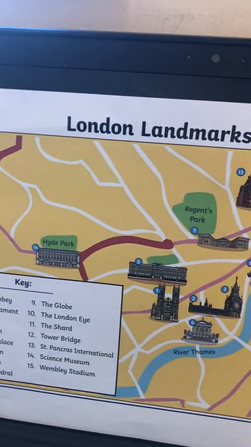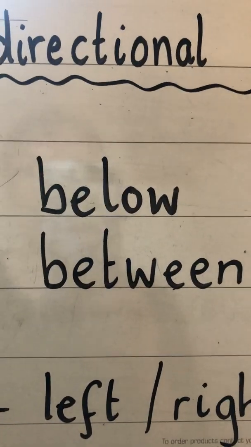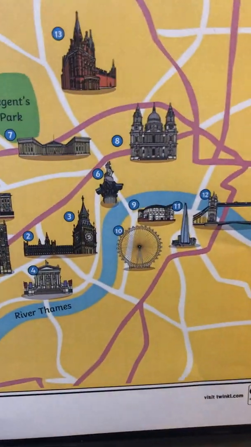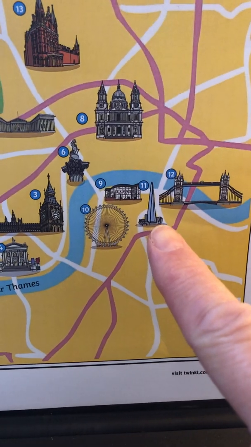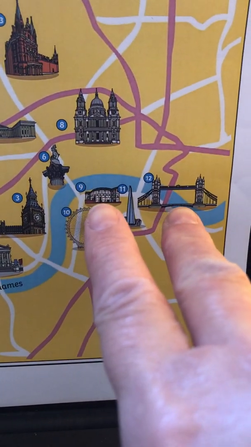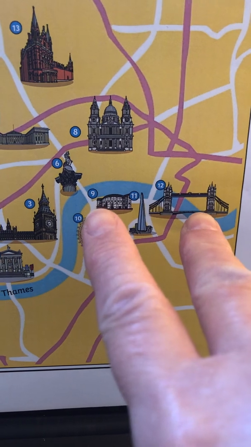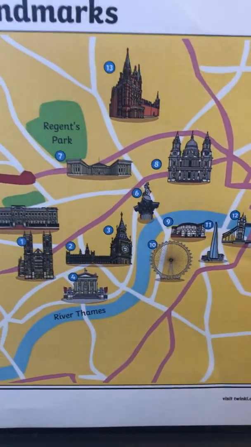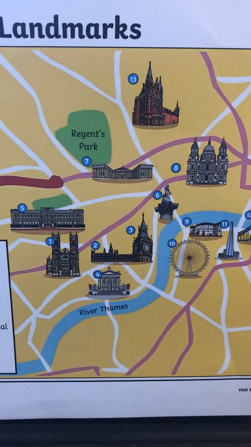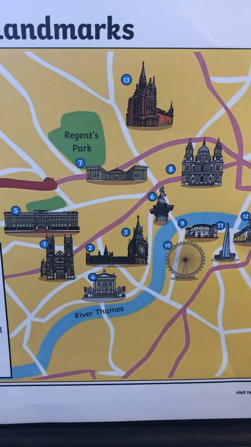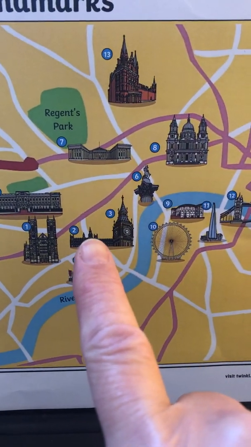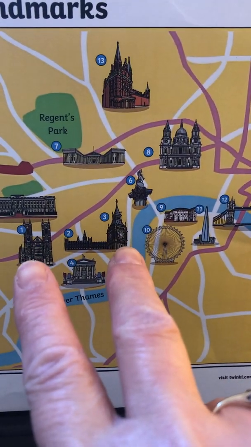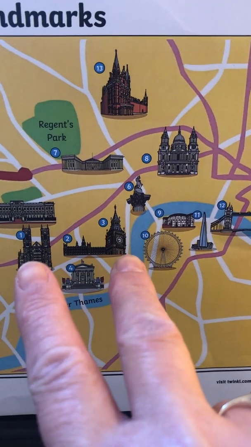And what was the last word? Between. That means when something is in the middle of something. So how about the Shard is between Tower Bridge and the Globe Theatre? Can you see another one that is in between something? Yes, the Houses of Parliament is between Westminster Abbey and Big Ben.